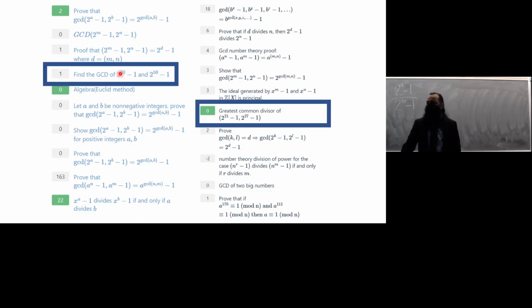Find the GCD of 2 to the 60 minus 1 and 2 to the 50 minus 1. Look, the powers are not even the same, but you can play around with your x's and y's, right?